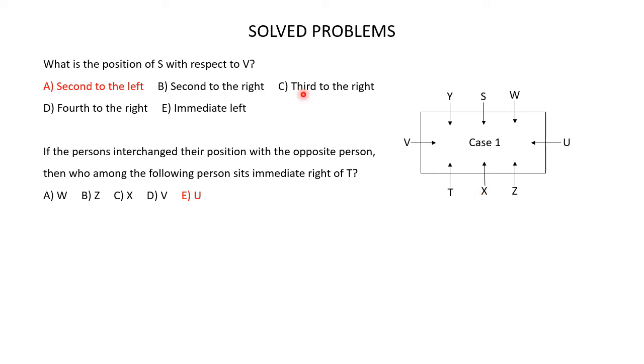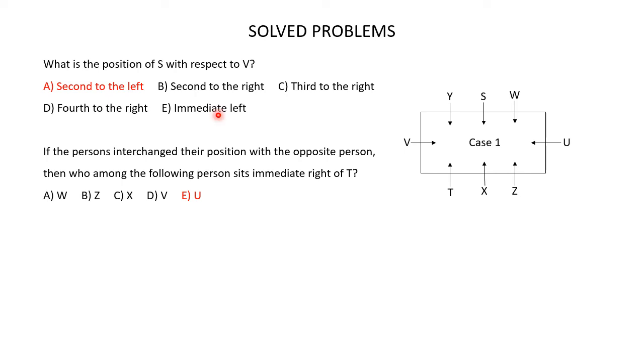Option C says S is third to the right of V. Third to the right of V is 1, 2, 3. Z. Third to the right of V is Z, not S. So option C is also wrong. Option D says S is fourth to the right of V. Fourth to the right of V is U, not S. So option D also is wrong.